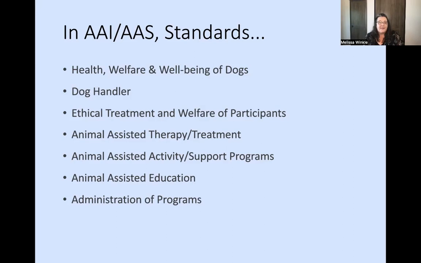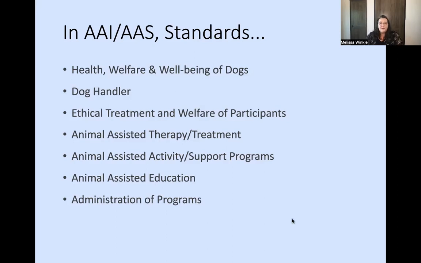Standards should also look at the ethical treatment and welfare of the participants. So these are students or patients or clients. It should look at the very specific areas in which you practice. So that might be animal-assisted therapy or treatment, animal-assisted activity or support programs, animal-assisted education, and then they should also look and give you guidance about the administration of programs.